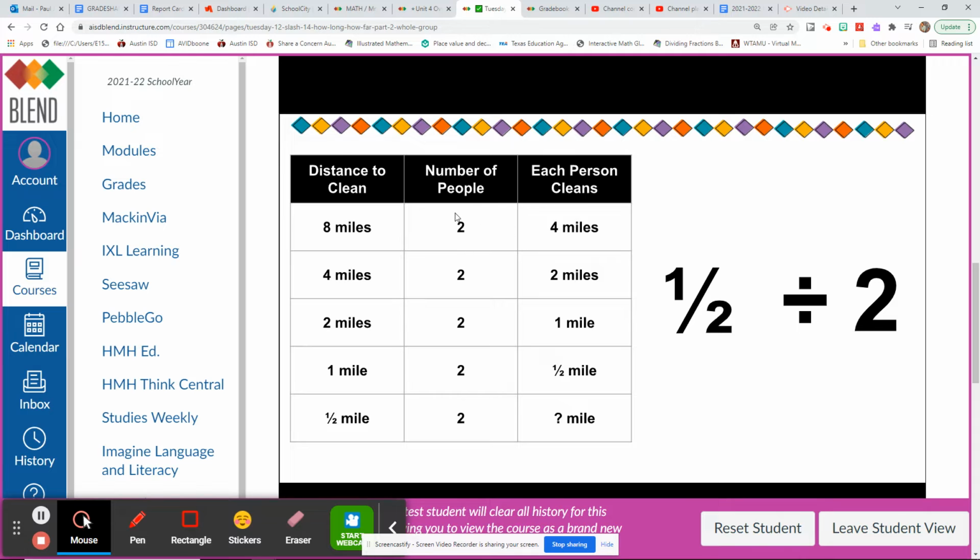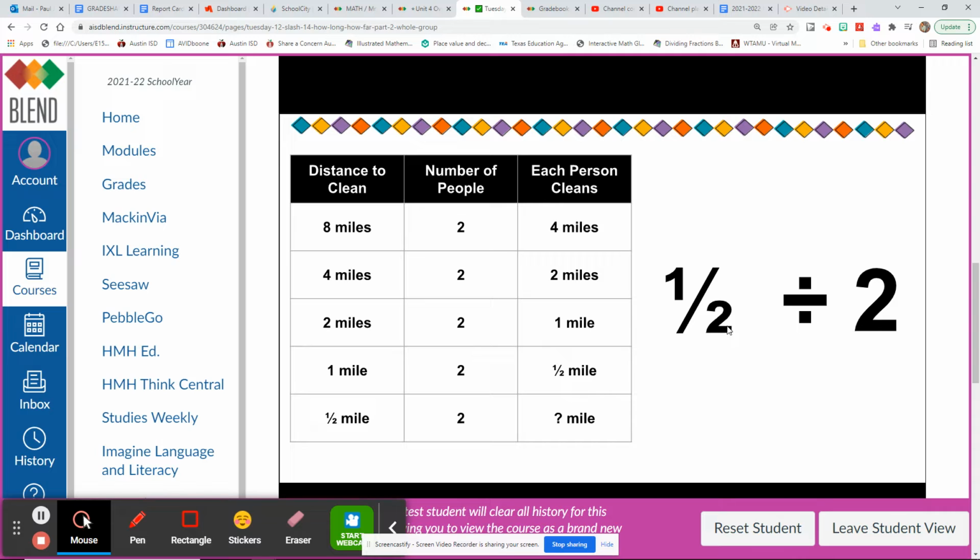If there's only two people cleaning that 8 miles, each person, if they're going to clean an equal amount, would clean 4 miles, right? If they had to clean 4 miles and there were two people, they would each clean 2 miles. If they had to clean 2 miles and there were two people, each would do 1 mile. If they had to clean 1 mile and there were two people, each would clean a half mile.